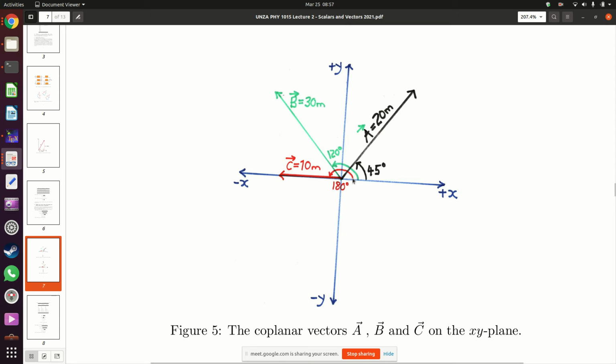Then I move on to vector C. Here is my vector C. It's got a size of 10 meters, and it lies along the negative x-axis, like you have been told. If a vector lies along the negative x-axis, if you measure its angle from the positive x-axis, as you can see this red arc here, you get an angle of 180 degrees. Is this clear?